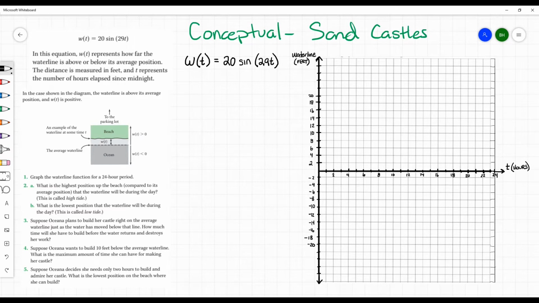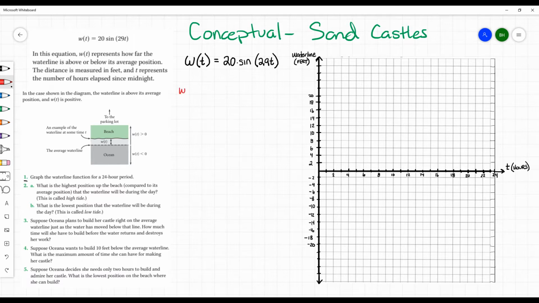In this problem, the equation is given by W of t is equal to 20 multiplied by sine of 29t. Let's break down this equation and start off by answering question number 1. Question 1 wants us to graph the waterline function for the 24-hour period. Here on our graph, I have t in hours, and it goes all the way up to 24. With our height, I went up to 20 and down to negative 20. We'll talk about how I got those values in just a moment.